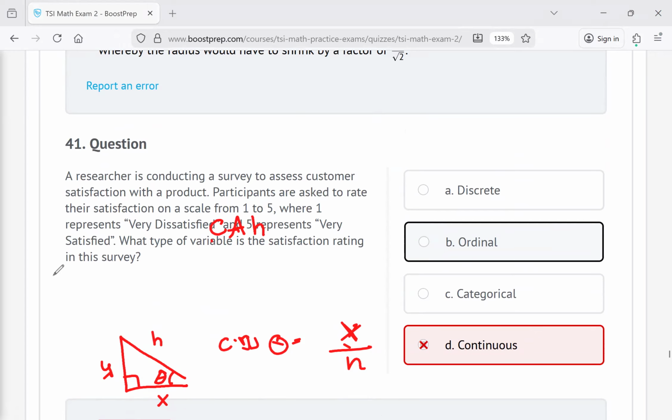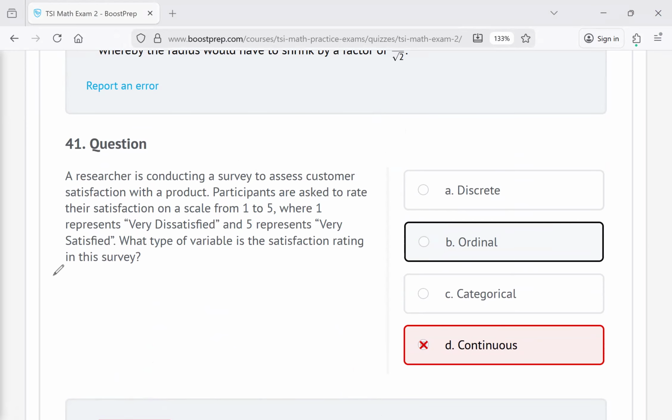So a researcher is conducting a survey to assess customer satisfaction with a product. Participants were asked to rate their satisfaction on a scale from 1 to 5, where 1 represents very dissatisfied and 5 represents very satisfied. What type of variable is the satisfaction rating in the survey? I guess it is ordinal. So what is the reason for ordinal?